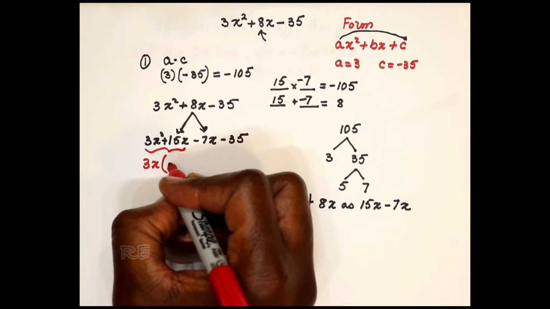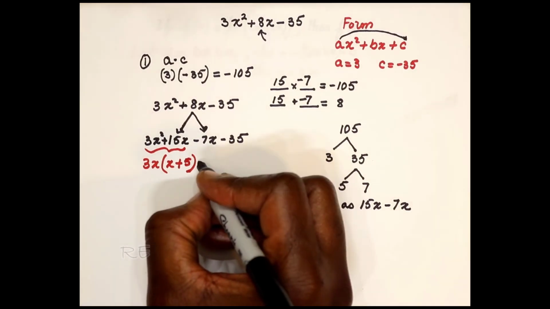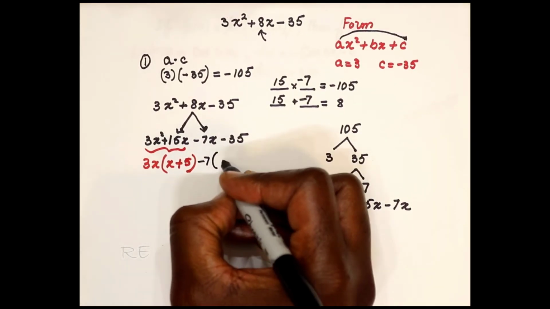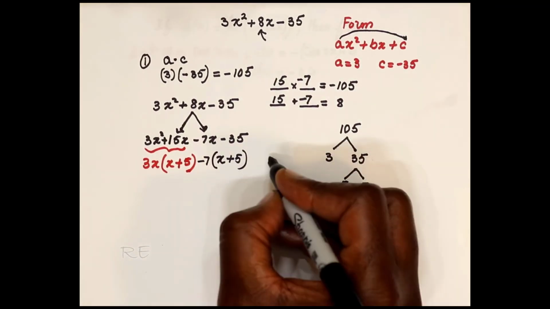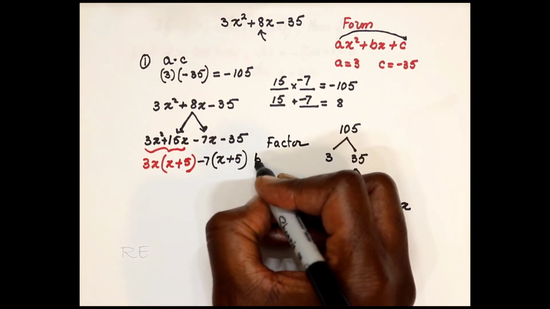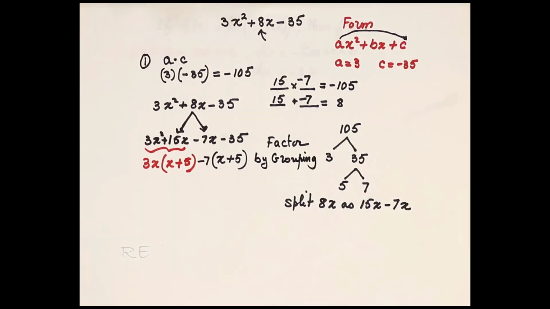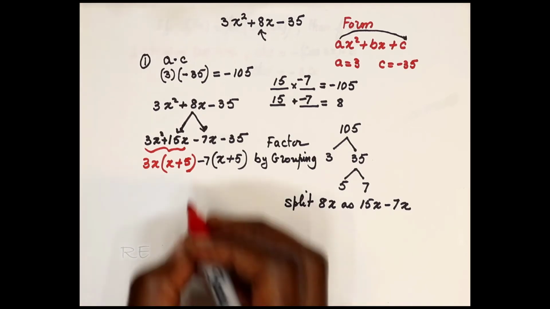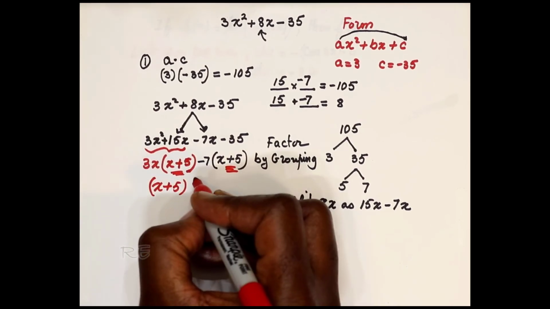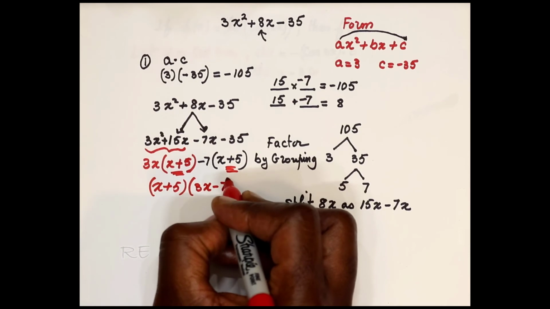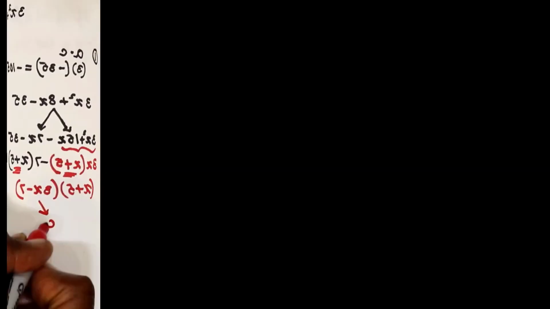The GCF is 3x. We have 3x times x plus 5. The GCF is negative 7, minus 7 times x plus 5. Factor by grouping. The GCF of the newfound expression is x plus 5. So x plus 5 times 3x minus 7. 3x minus 7 is one of the factors.